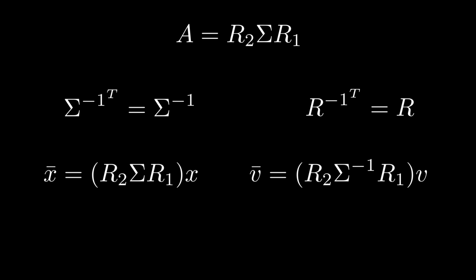It says, if we transform x according to some rotation, scaling, then rotation, and our goal is to preserve the dot product, then we have to transform v according to the same first rotation, then the inverse scaling, then the same final rotation. Let's take a look at that geometrically.